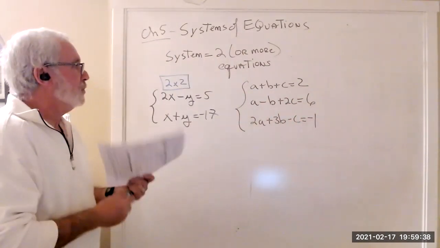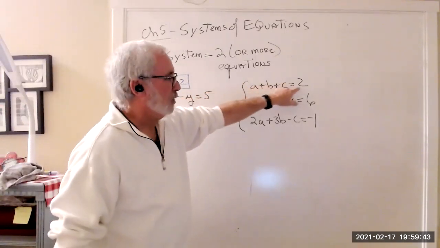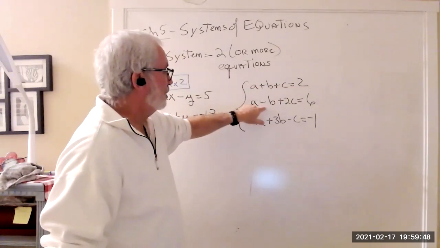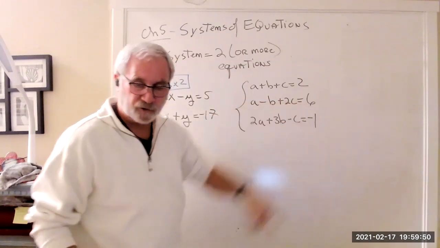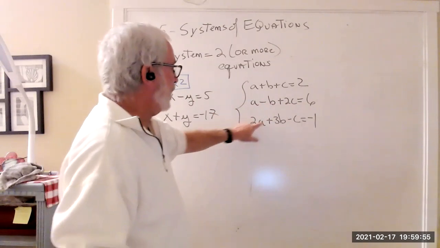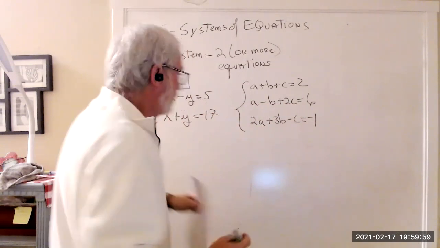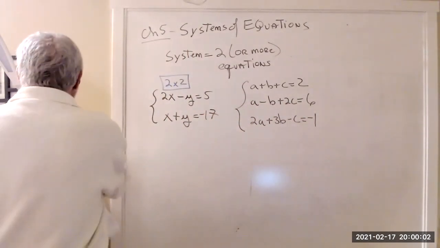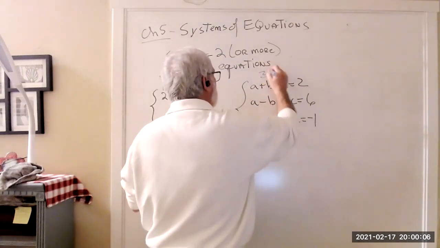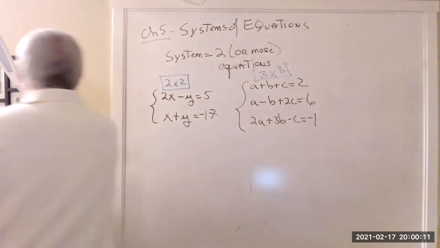Okay, I'll read it to you. First line says A plus B plus C equals 2. A minus B plus 2C equals 6. That's the second one. Third equation is 2A plus 3B minus C equals -1. Now, this is called a 3 by 3 system. 3 by 3 system. And it gets bigger.